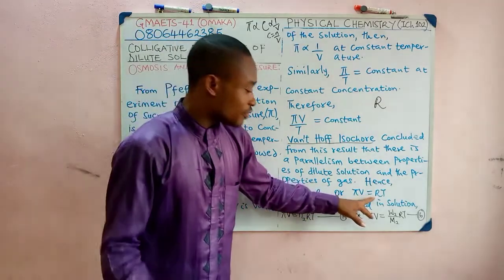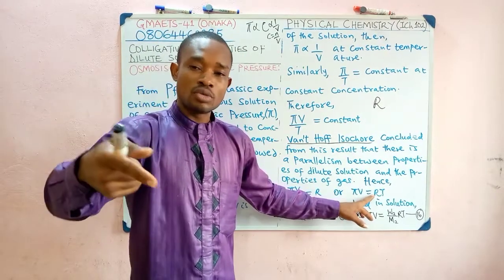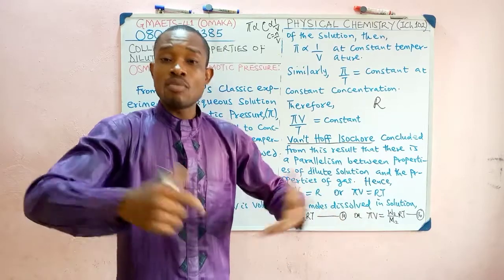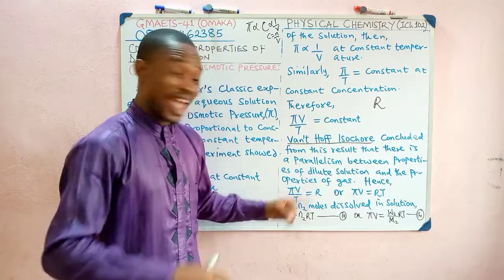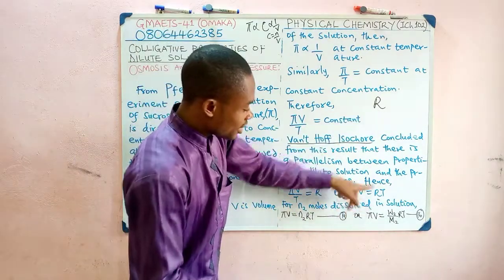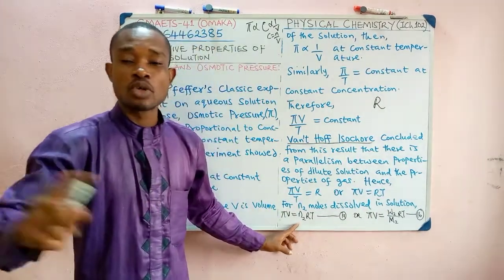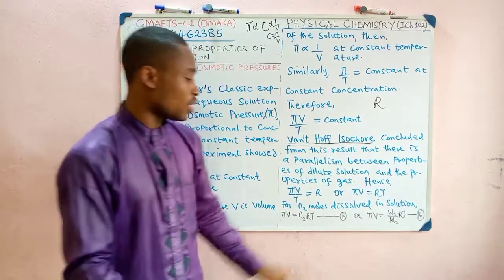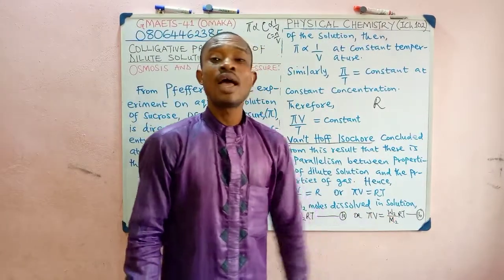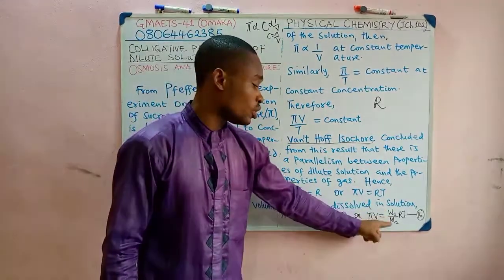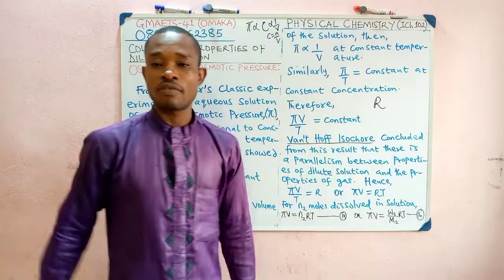This equation is for 1 mole of the solute. So if you're now using n moles of the solute, we will now replace it with N2. It therefore means that this RT will be multiplied by N2, where N2 is the number of moles of the solute. And of course, you can write it as W2 over capital letter M2, that is weight of the solute divided by molecular weight of the solute.